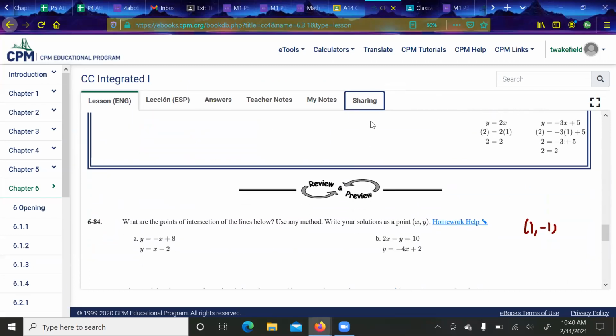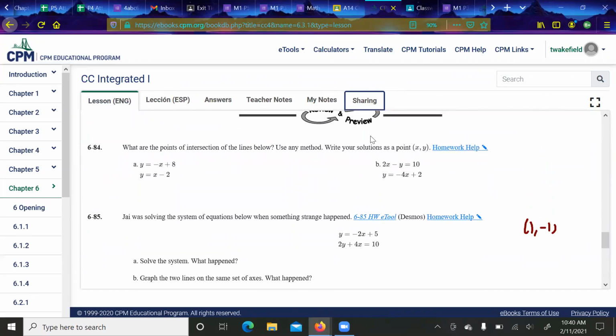Last problem here, it's 84. Okay, so what are the points of intersection of the lines? Use any method you want. So, okay, go ahead and do 84. I'm gonna let you loose on this. You can use equal values, or you can use substitution, or you can use elimination. Use whatever you want for this. That's interesting. Yeah, you could actually use all 3 methods. Try that. And then when you have the answer, please put it in the chat.